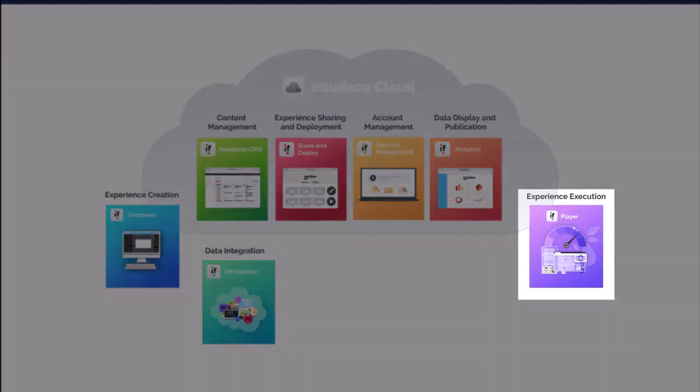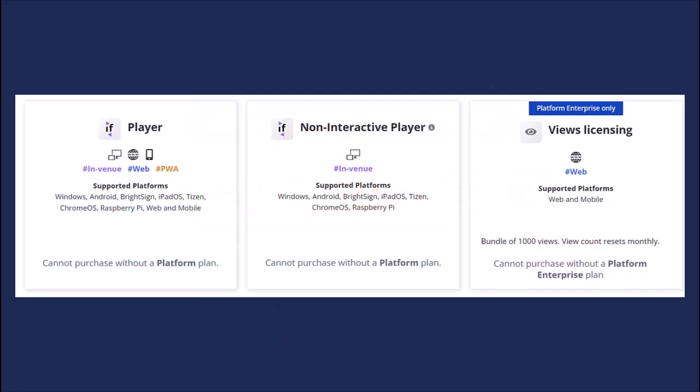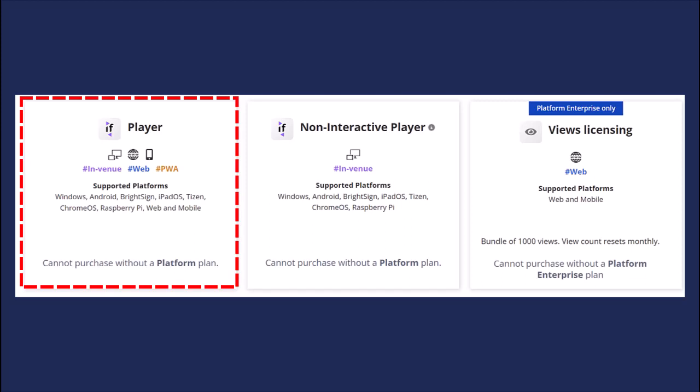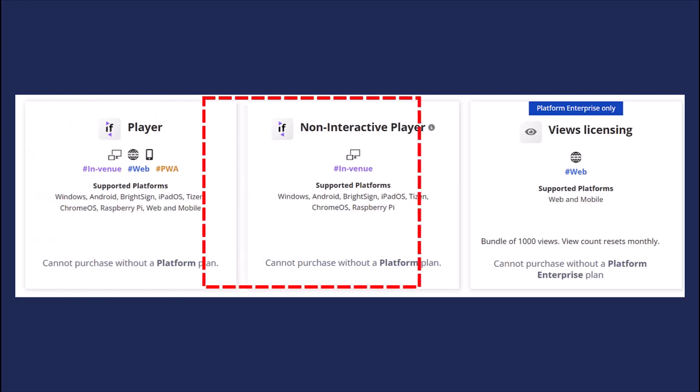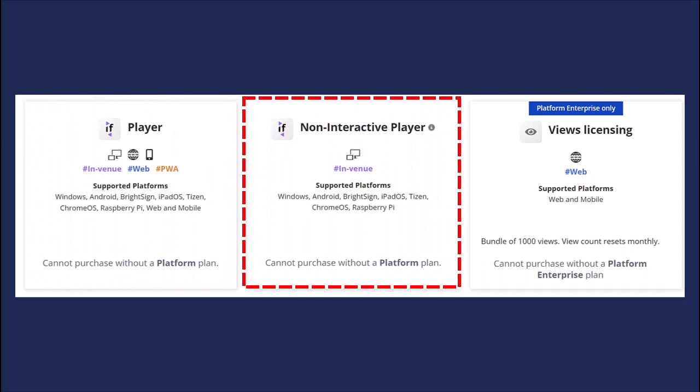Then there is Player, the runtime, the software used to run experiences built with Composer. As with Composer, there is no tiering. Certainly, there is no distinction between Player-supported operating systems. The only decision you need to make is whether your experience will be deployed in venue or on the web, and if in venue, whether or not it will be interactive. For in-venue deployments, choose Player if you intend to permit interaction of any kind, and choose the non-interactive Player if interaction will not be possible, as is typical of traditional digital signage.